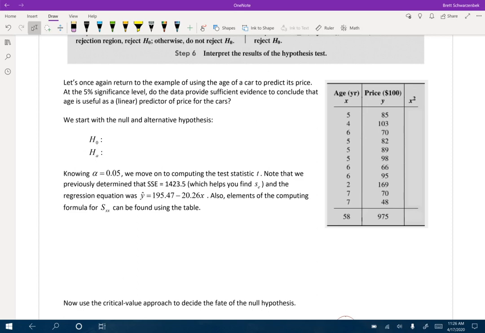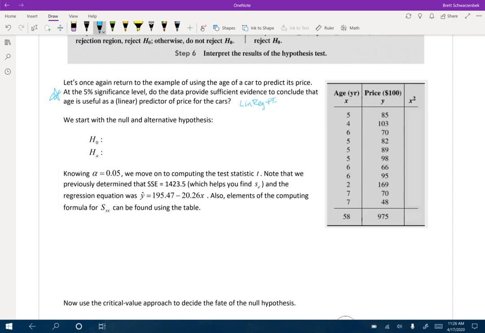It says, at the 5% significance level, do the data provide sufficient evidence to conclude that age is a useful linear predictor of price for cars? Okay, so if you see a question saying something about one variable being a useful linear predictor for another, then you know that you're doing a linear regression t-test, right?